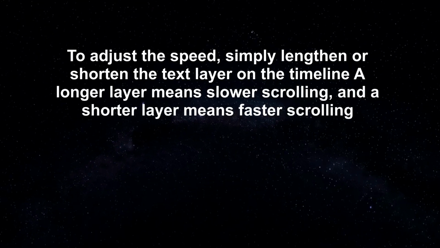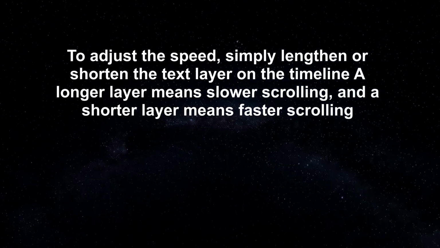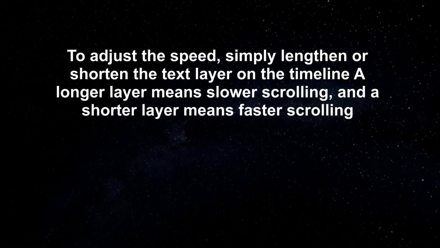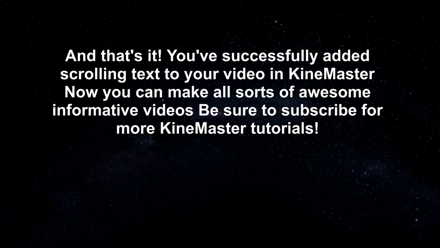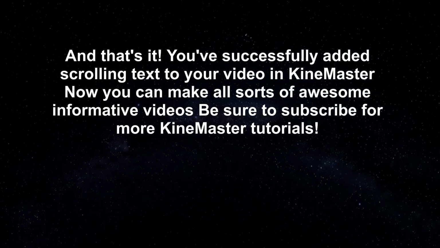To adjust the speed, simply lengthen or shorten the text layer on the timeline. A longer layer means slower scrolling, and a shorter layer means faster scrolling. And that's it. You've successfully added scrolling text to your video in Kinemaster. Now you can make all sorts of awesome informative videos.